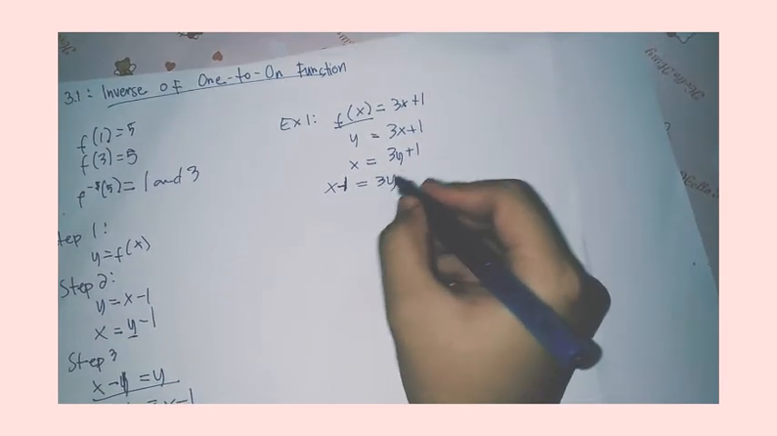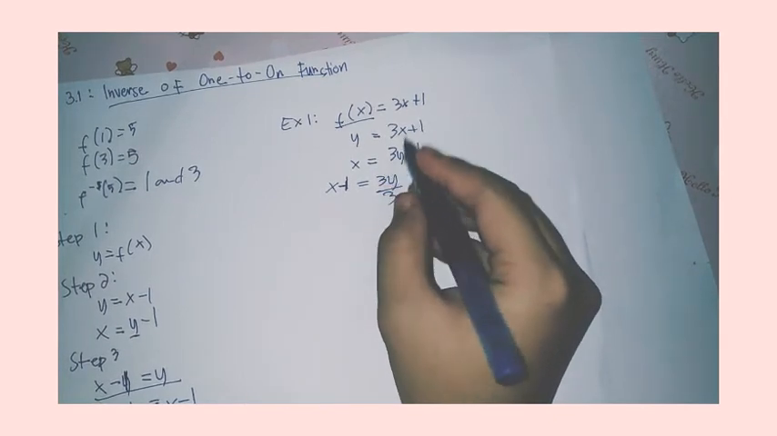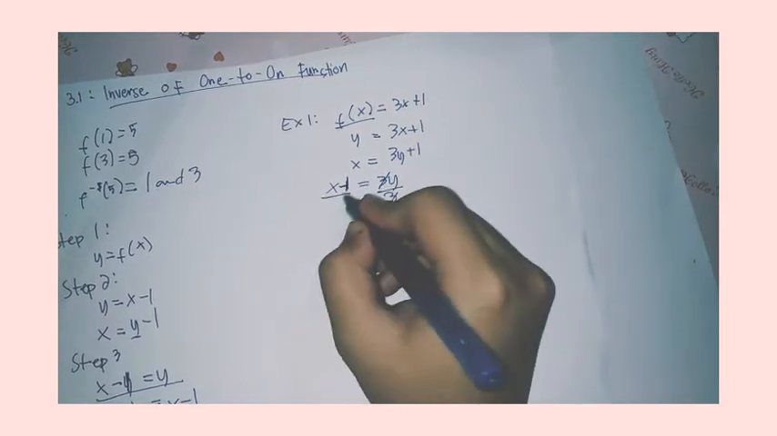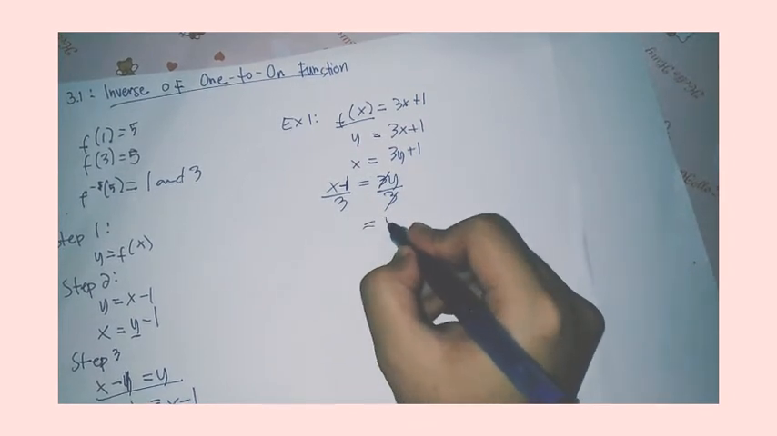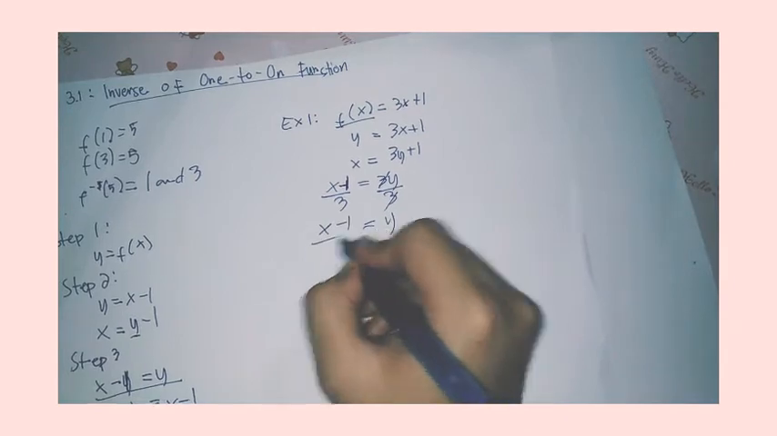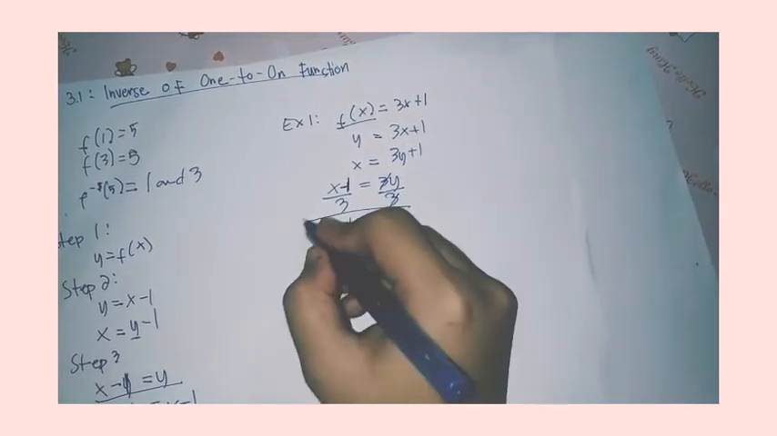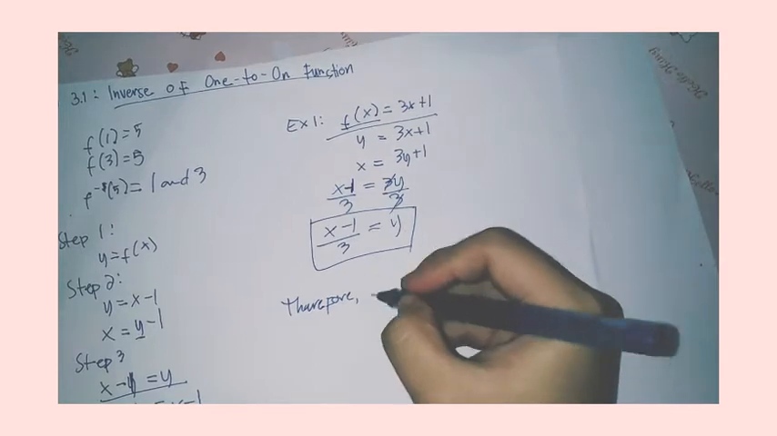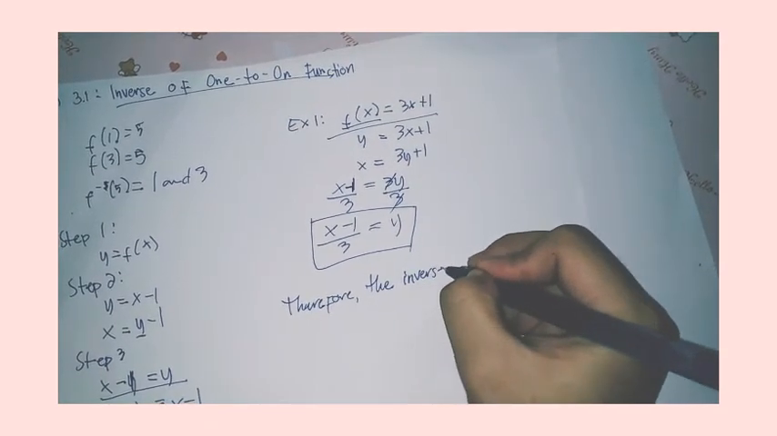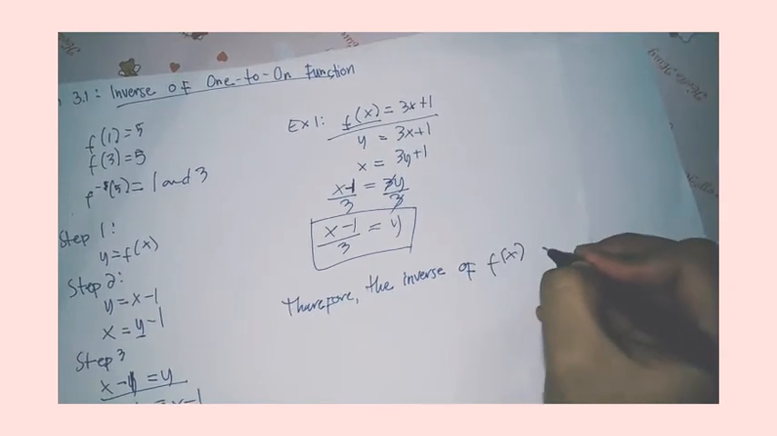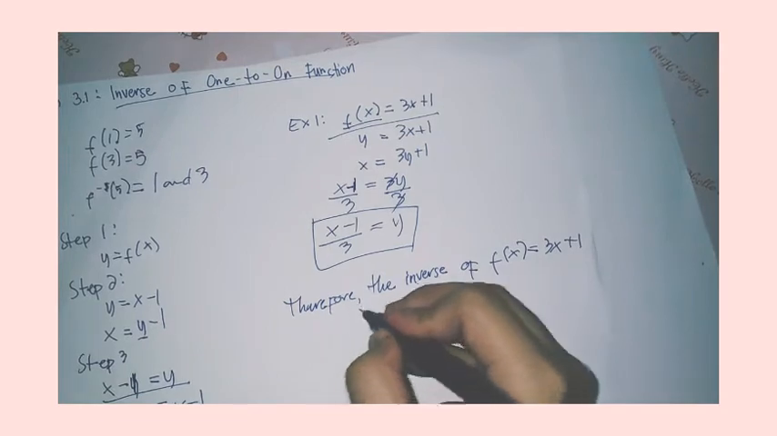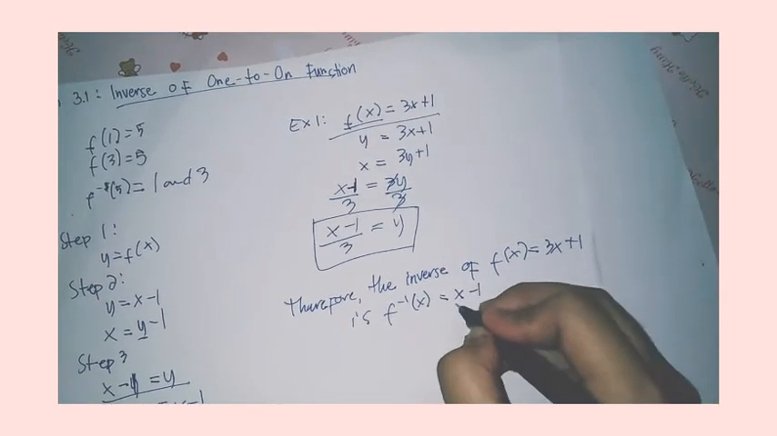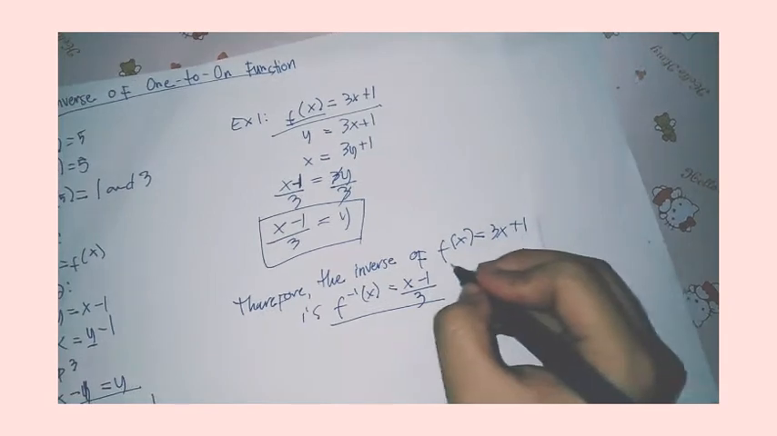Then divide both sides by 3 so that it cancels, leaving only y. y is equal to x minus 1 over 3. This is the inverse of this function. Therefore, the inverse of f of x is equal to 3x plus 1 is the inverse of x is equal to x minus 1 over 3. This is the inverse of this function.